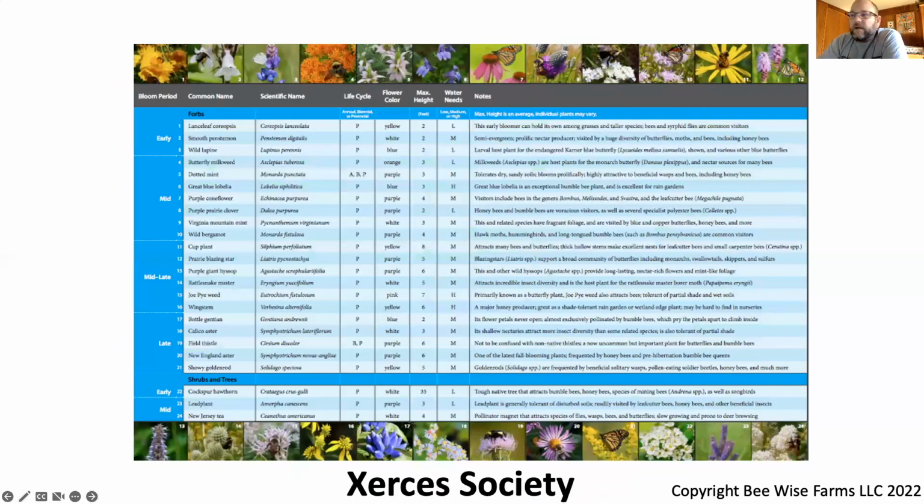So this is a really nice thing to look at as far as thinking about plant selection of native plants. Another really good resource is the Xerces Society. They have all sorts of plant lists for the entire United States, specific to pollinators and what they're good for. So another great resource to look at for any potential plants that you want to put in your landscape.